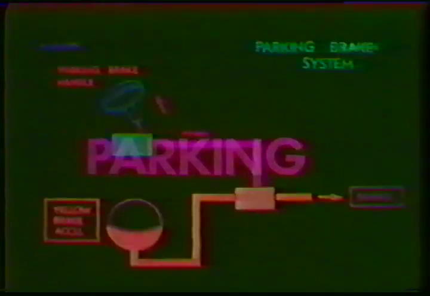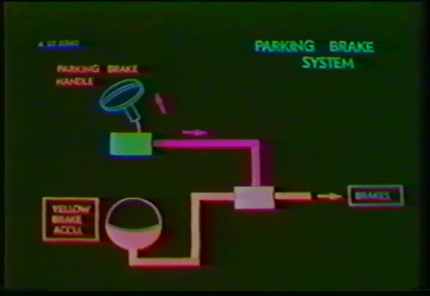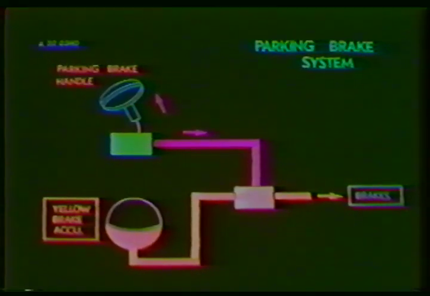And now the parking brake system. Yellow system accumulator pressure is also used to apply the parking brake. The system is controlled by the parking brake handle. Without regard to brake pedal position, when the parking brake handle is pulled, accumulator pressure is directed simultaneously to the 8 brakes. The dual progressive distributor is bypassed, and parking brake pressure is indicated on the dual brake pressure indicator.